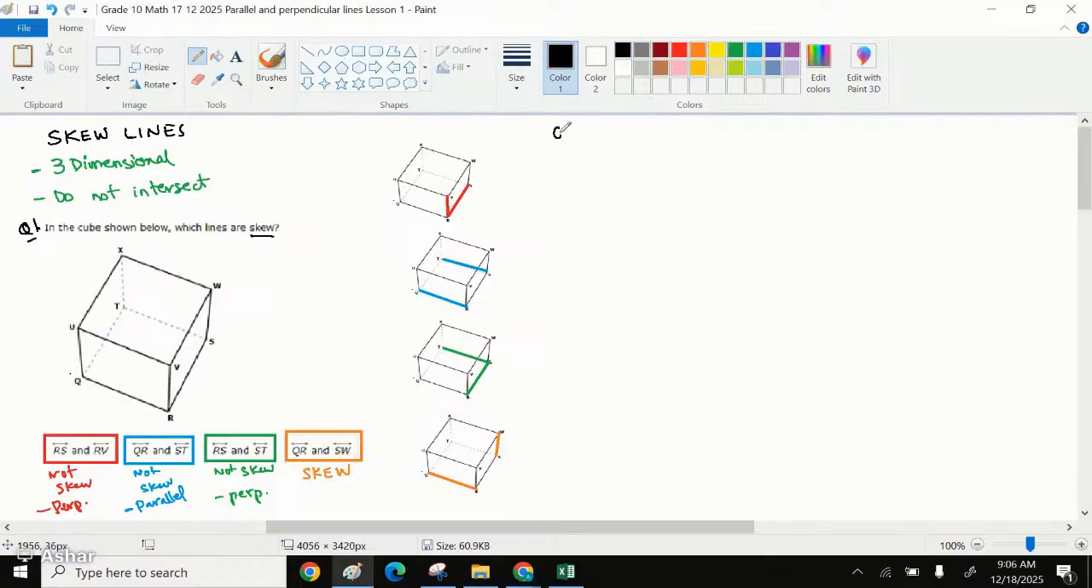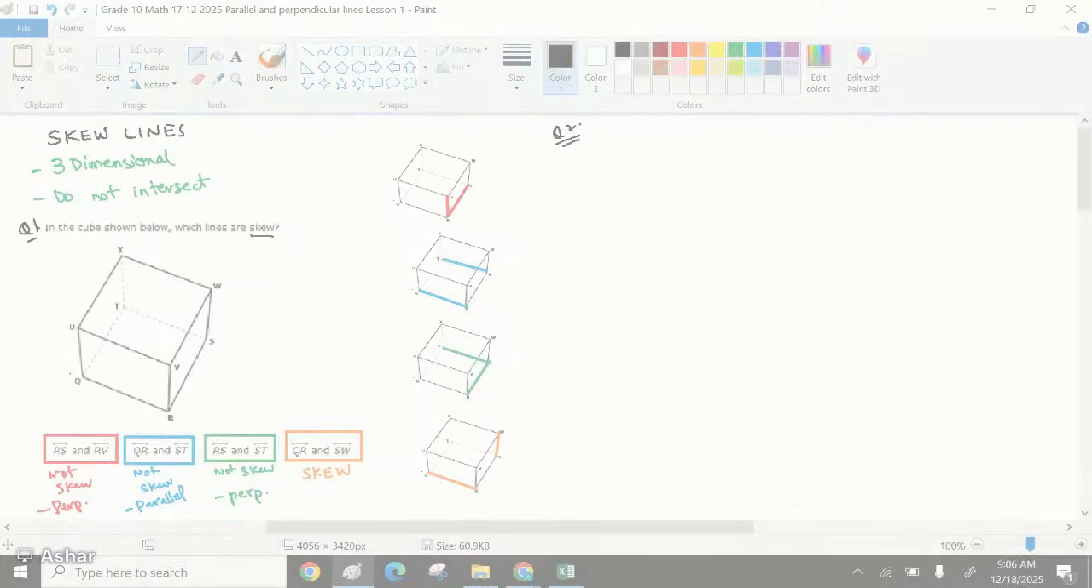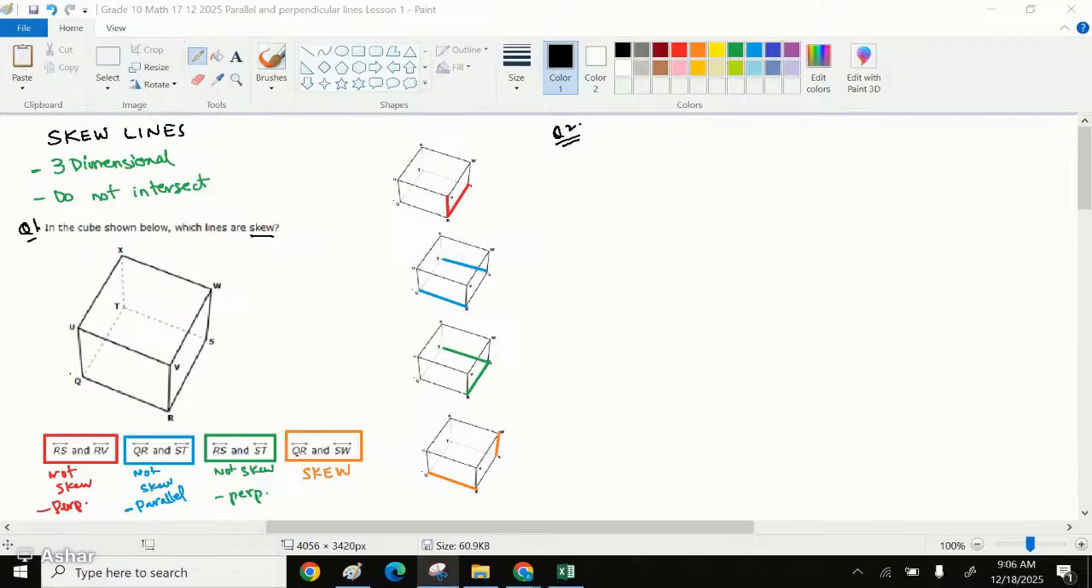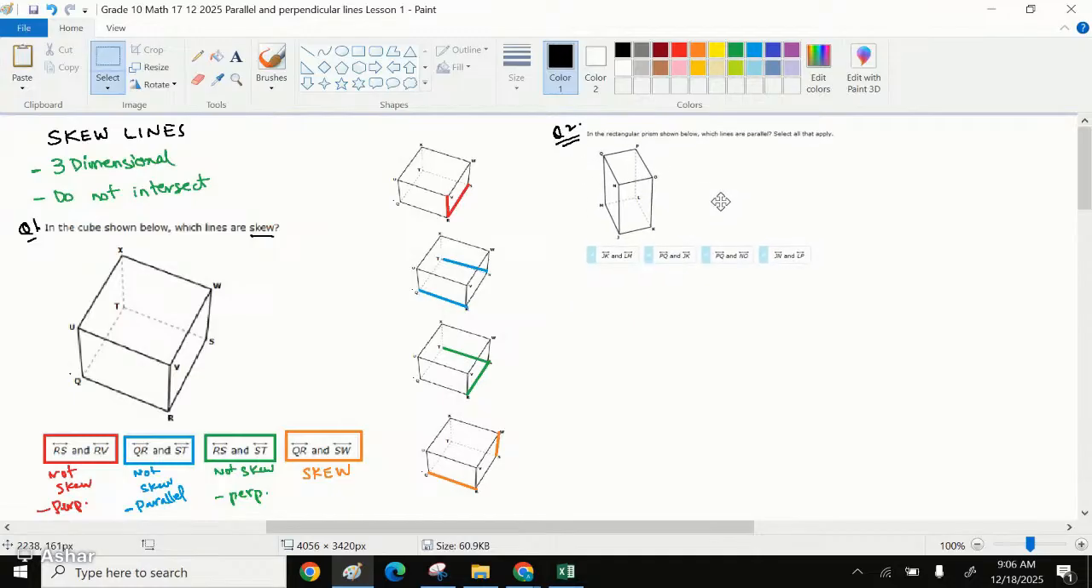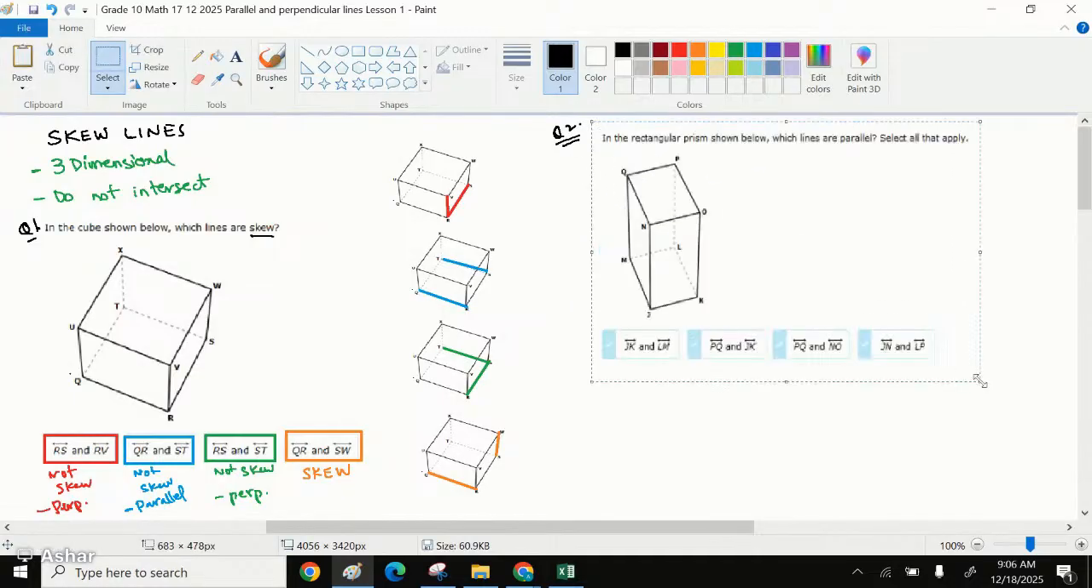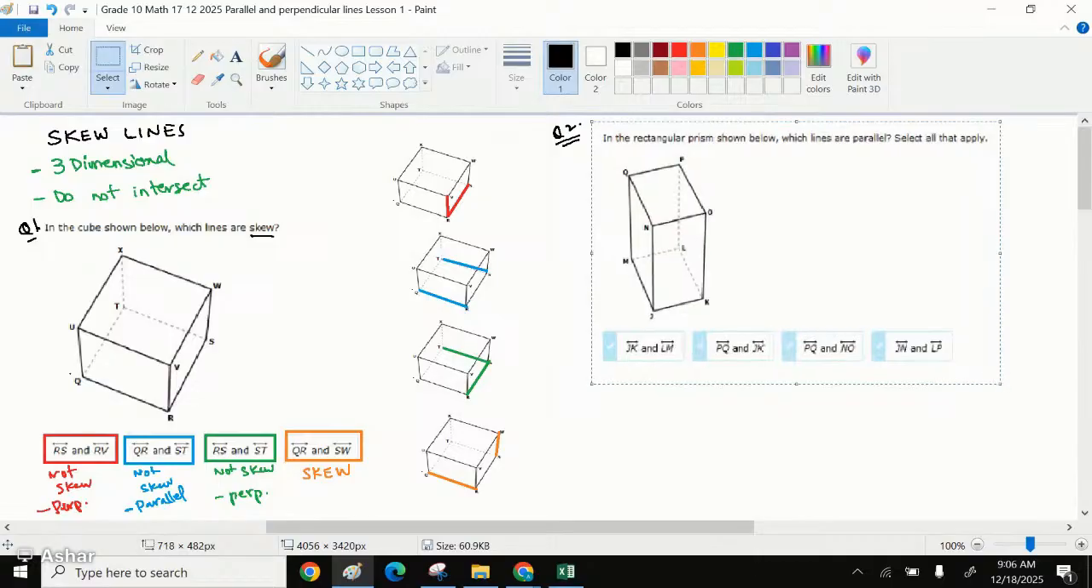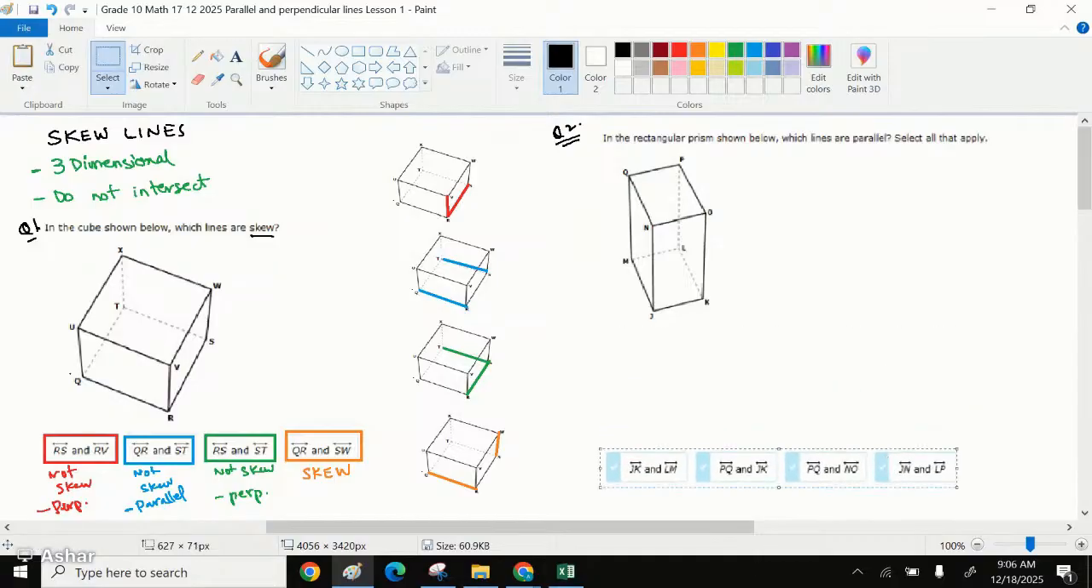Let's try another question in which they are asking us the same thing. There's a rectangle and they're asking us which one is parallel. Okay, let's copy the question. So the question says, which of these lines are parallel? We need to find the parallel over here. First, the easy way, or better, is to copy this question.